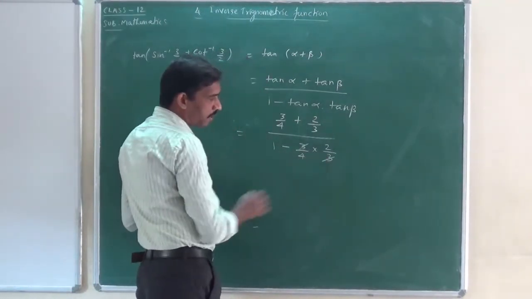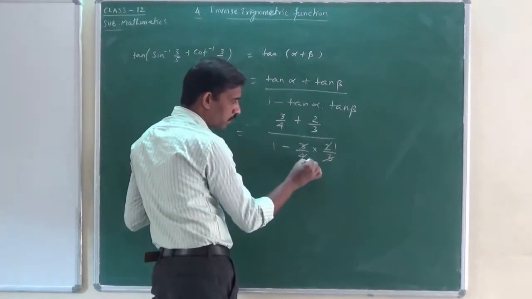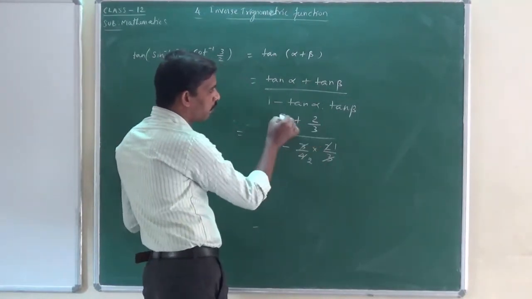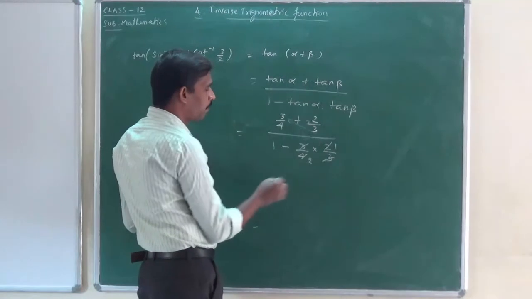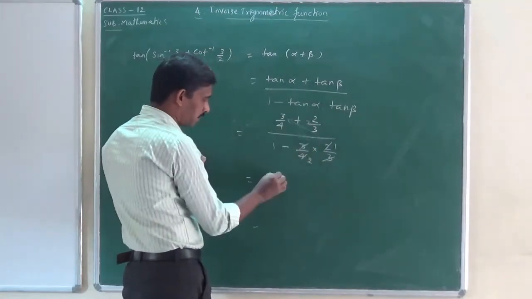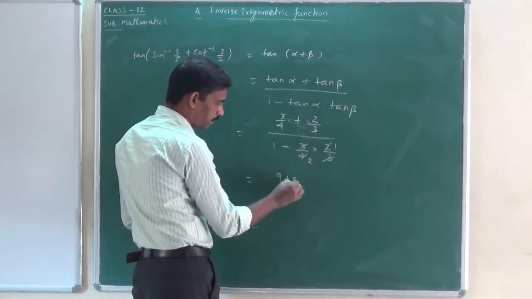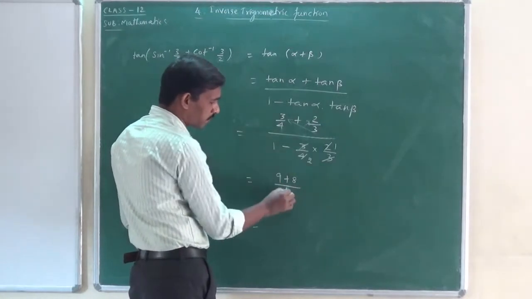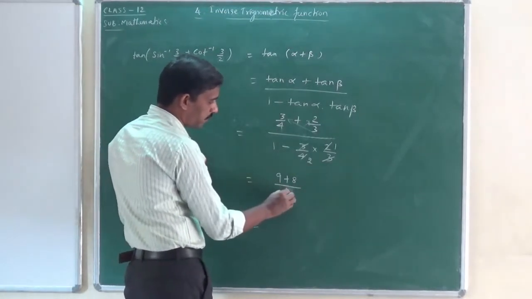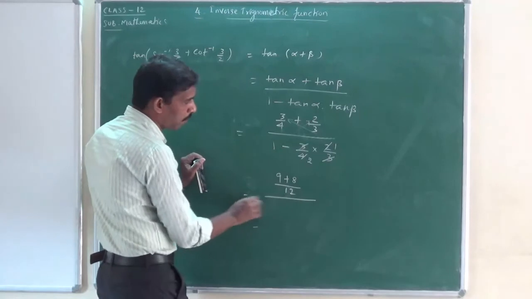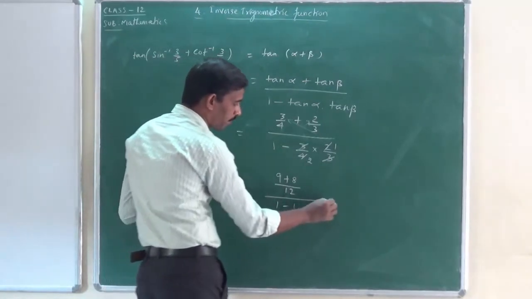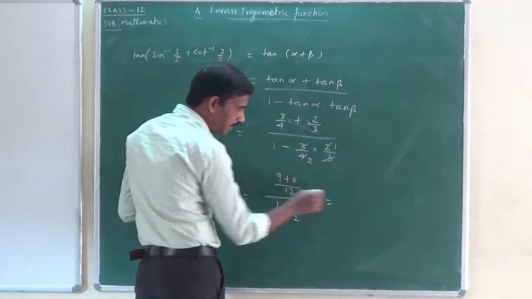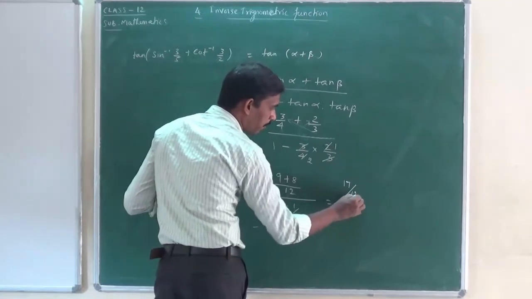Here the 3 in the numerator and denominator cancel. 2 2s are 4. Here you have to take the cross multiple: 3 3s are 9, 4 2s are 8, divided by 4 3s are 12. Sorry, 12. 4 divided by 1 minus 1 by 2. In the numerator, 9 plus 8 is 17, so 17 divided by 12.